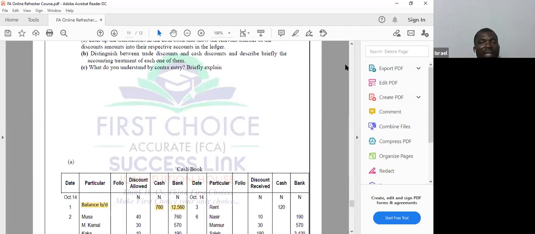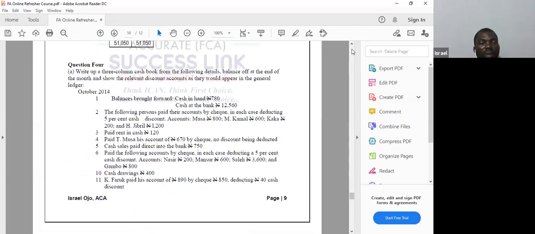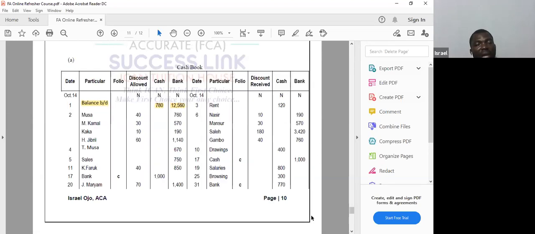Then after that, we move on to the next one, saying that the following persons pay their accounts by check, in each case deducting 5% cash discount. Account: Musa 800, Kamel 800, Kaka 200, Jibril 1,200. Now if they pay by check, it means that it's going to affect the bank column.